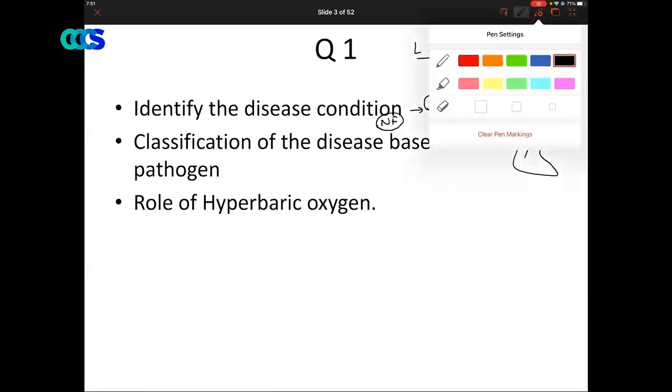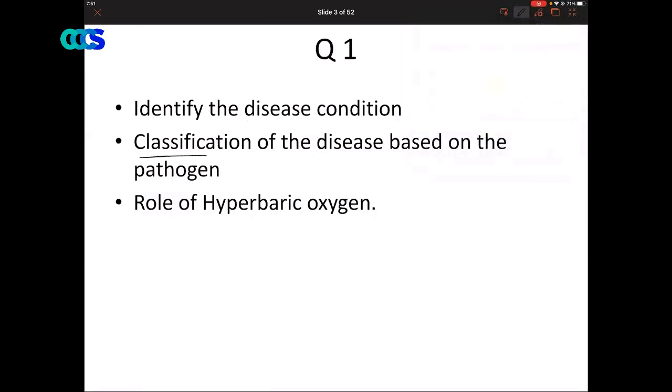The second question asks about the classification of the disease based on the pathogen. That means the examiner wants to know, in a case of necrotizing fasciitis, how you make the groups based on the pathogens, based on the organism. This is more or less a standard postgraduate question.